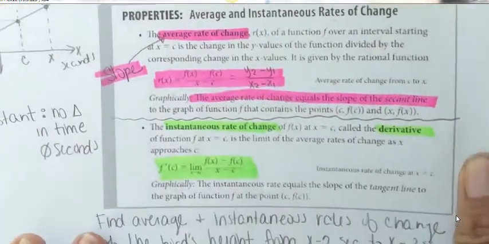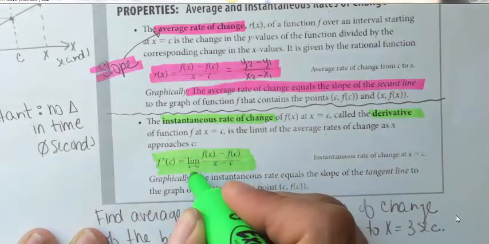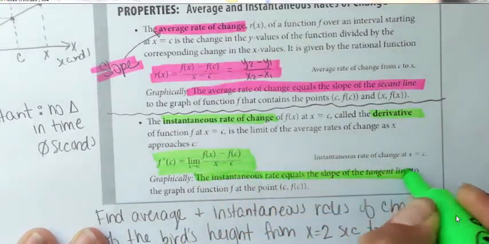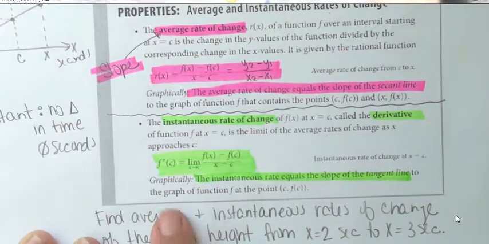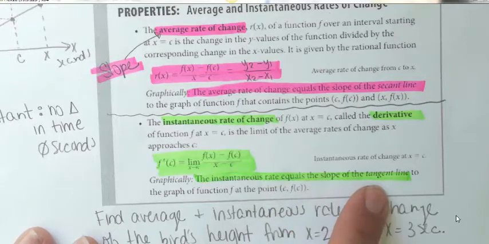Okay, so let's come back over to the front page one last time. So much flipping, I know. So graphically, the instantaneous rate equals the slope of the tangent line to the graph of function f at that point, right? At the point that it's touching it. Okay, so it's just touching it at one point. That's the definition of tangent line.